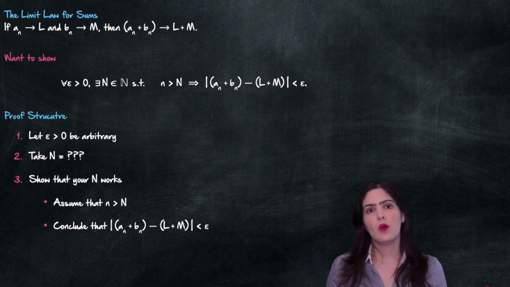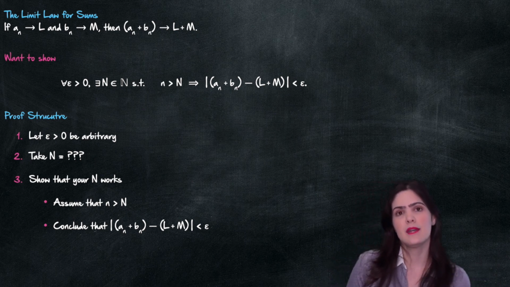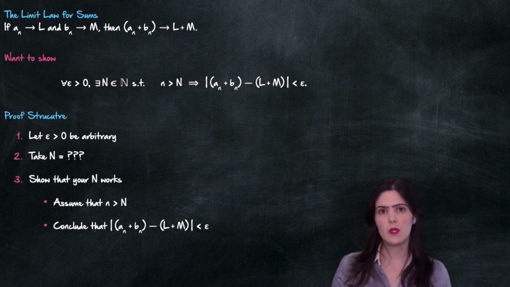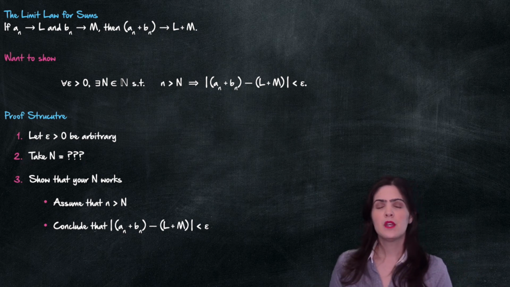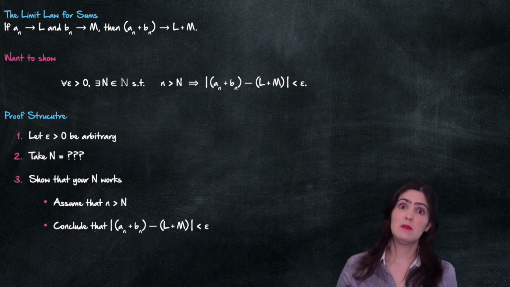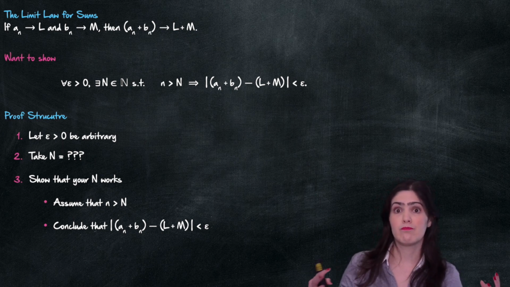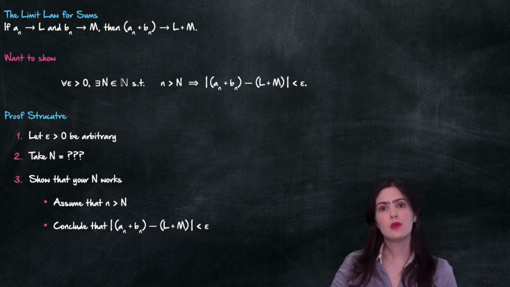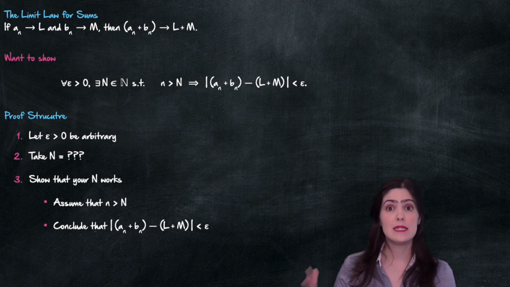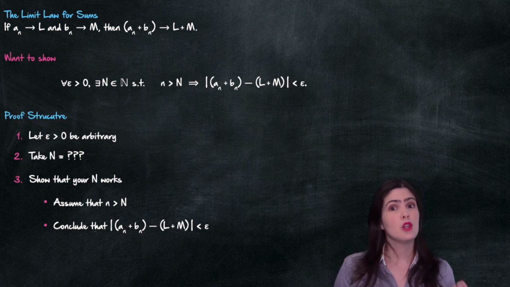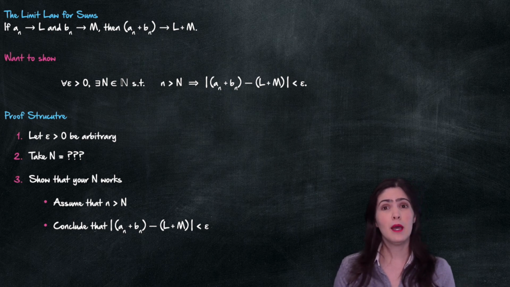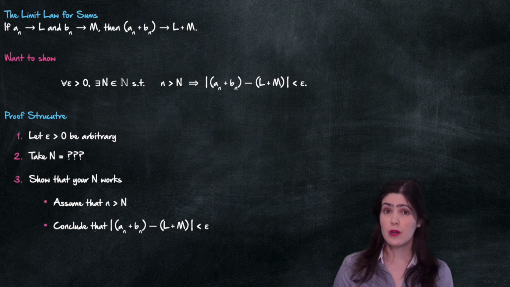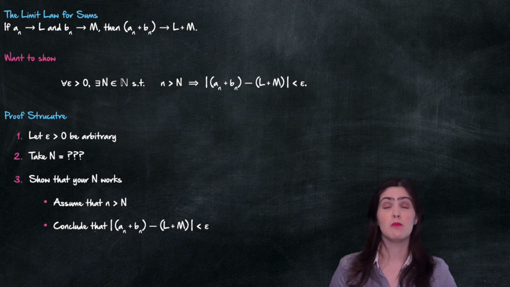And in this case, I want to show that if n is bigger than capital N, then the distance between an plus bn and L plus m is less than epsilon. So we need to assume that n is bigger than this capital N that I found, and then I have to conclude that indeed I have the desired inequality. If your proof structure was not correct and it looks very different from mine, I invite you to watch a previous video when I go into more detail about why this should be the proof structure.